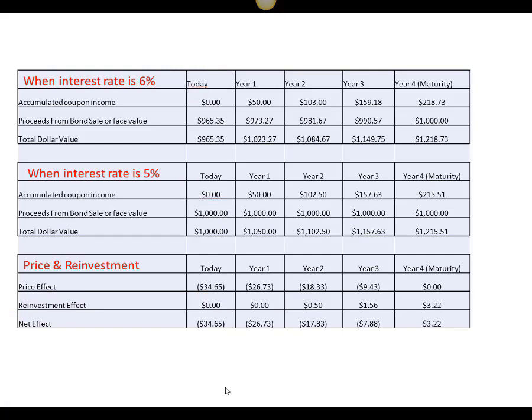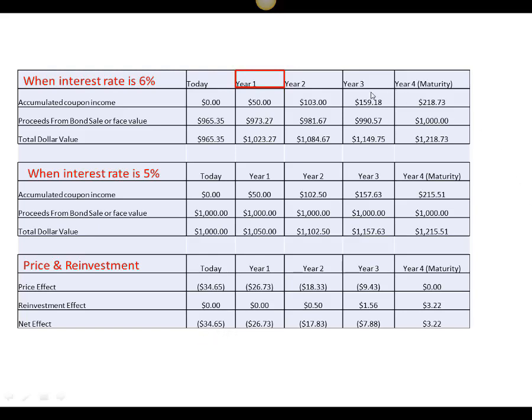When the interest rate was 6%, we have a bond price of $965.35. If the interest rates had remained at 5%, the bond would have had a value of $1,000, and so we've lost $34.65 as a result of the interest rates rising. Okay? We have no reinvestment effect because we haven't gotten any coupons yet, and so the net effect as of time period 1 is $34.65.